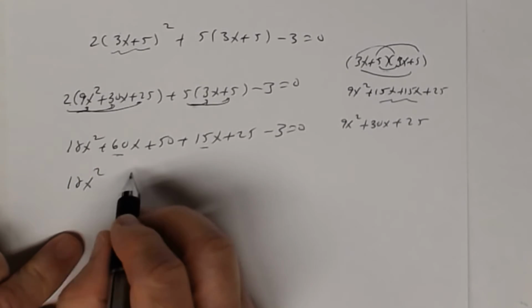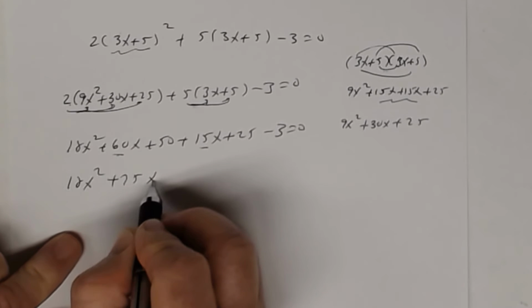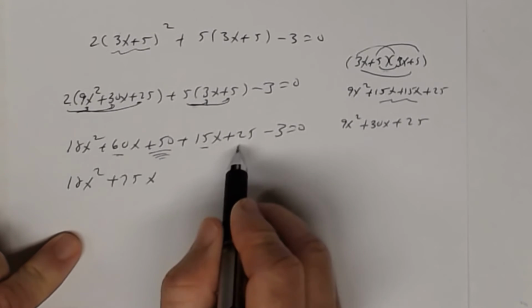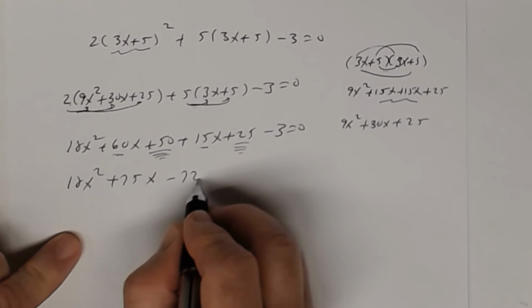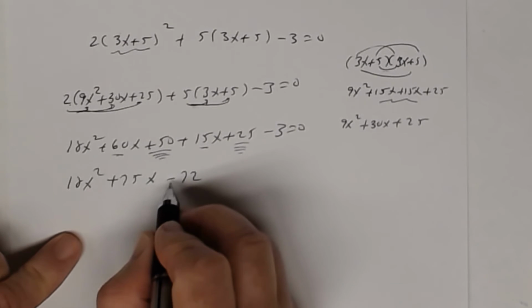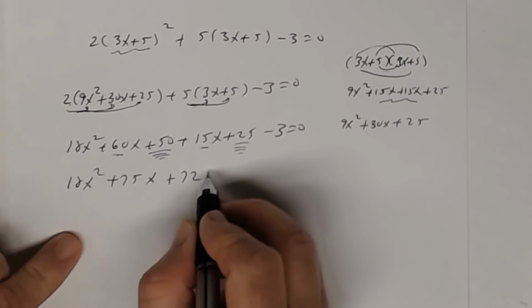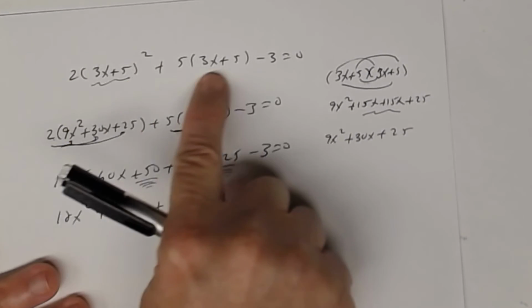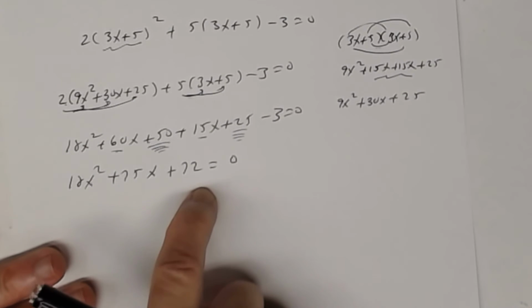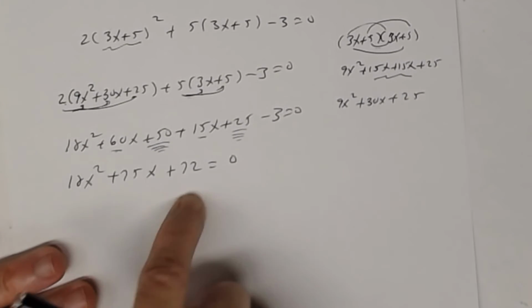Combining like terms, I get 18x squared, 60x and 15x is 75x, 50 plus 25 is 75, and 75 minus 3 is 72. So I get a positive 72, so plus 72 equals 0. So that's where I'm at. I went from this quadratic equation to this quadratic equation, but now I've got to solve this quadratic equation.